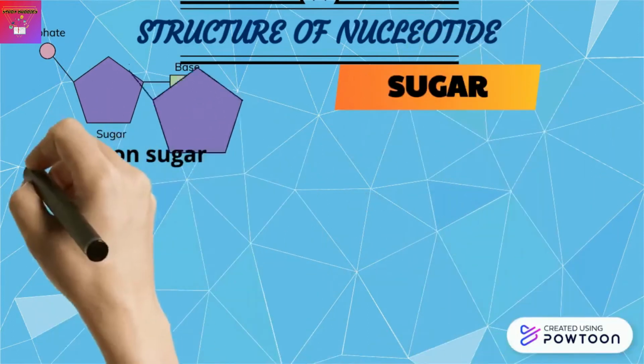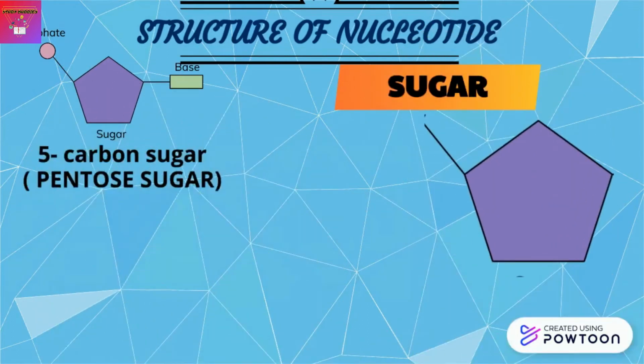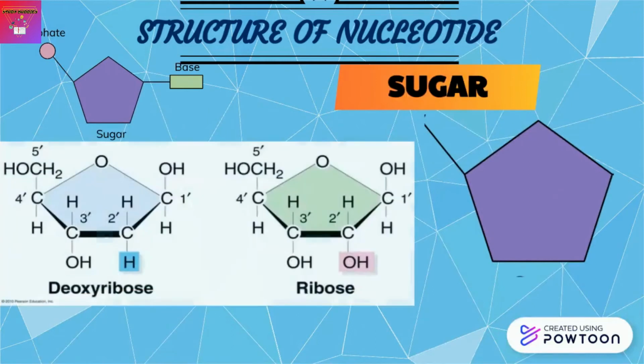Next, we have a 5-carbon sugar in the center of the nucleotide. The word pent in pentose sugar indicates there are 5 carbons in the sugar. The diagram on the right shows a simplified drawing of the pentose sugar. The picture on the left shows more detailed pentose sugars. Deoxyribose and ribose are 2 pentose sugars found in the nucleic acids.